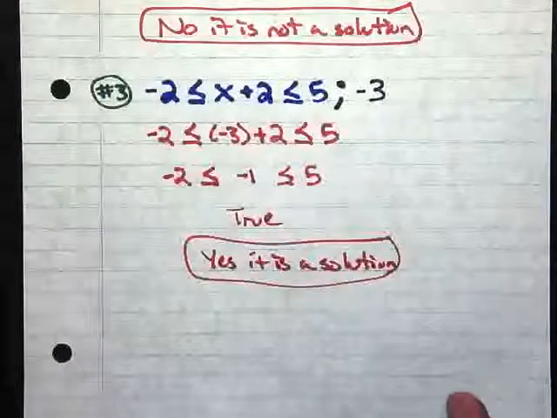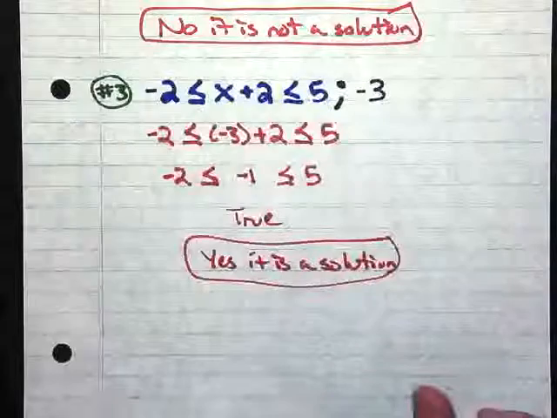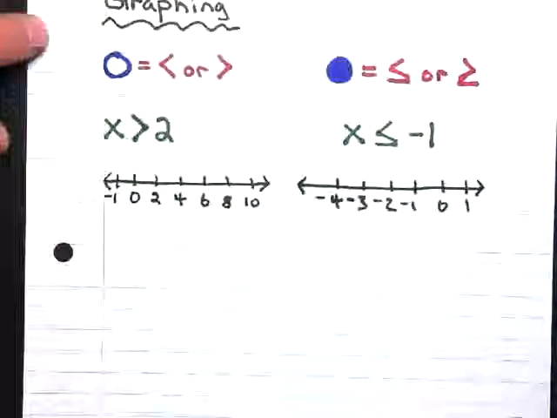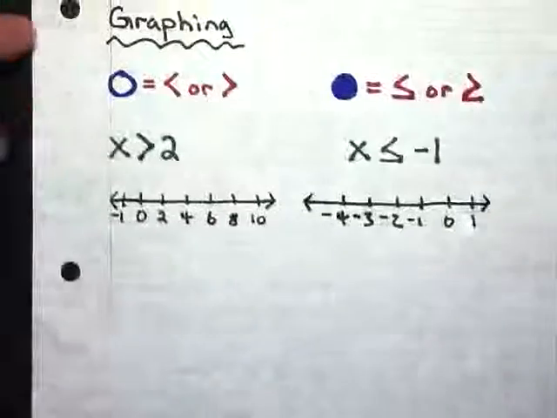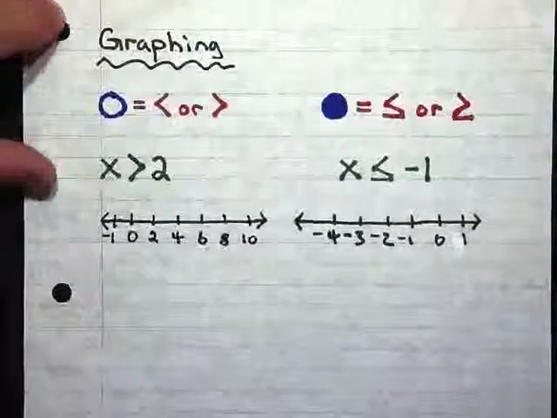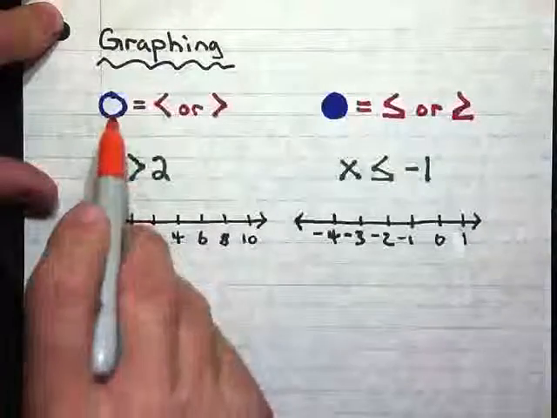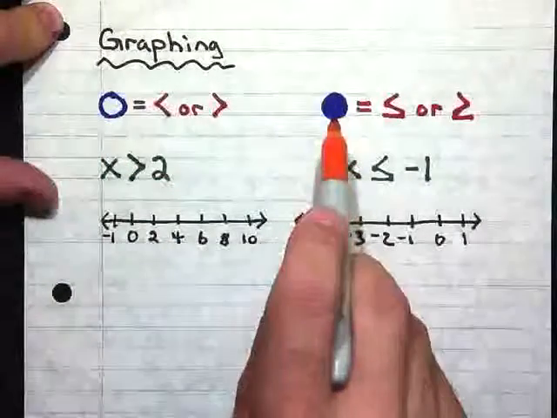All right. Well, now that we know how to check to see if a value is a solution to an inequality, let's go ahead and take a look at graphing simple linear inequalities. All right. And you can see here that when we graph, we're going to use what's called an open circle and a closed circle.